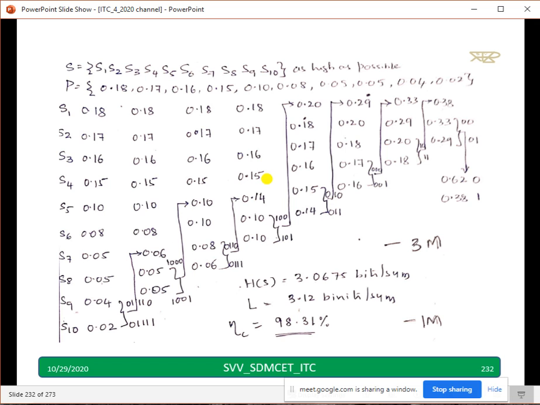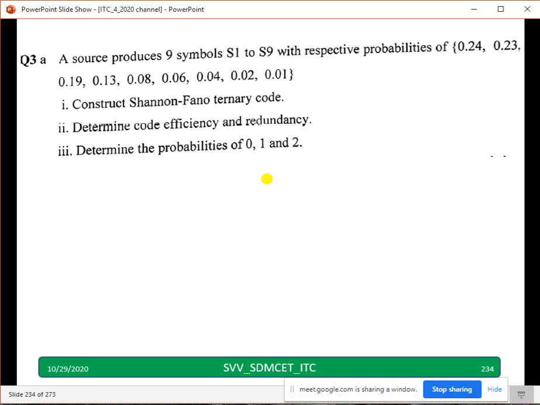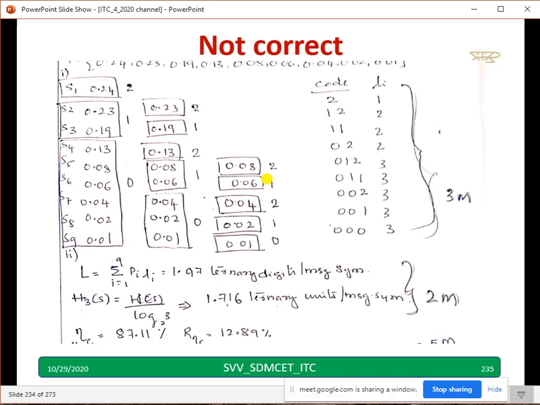Question number 3 is a compulsory question. Nine symbols are given. Construct the Shannon-Fano ternary code. Most of the students, I think, referred to the book because it was an open book test. They referred to the book, and most of them wrote it as it is from the textbook. I too checked in the textbook, and it is like this only, and you will get around 87.11 as the answer according to the book.